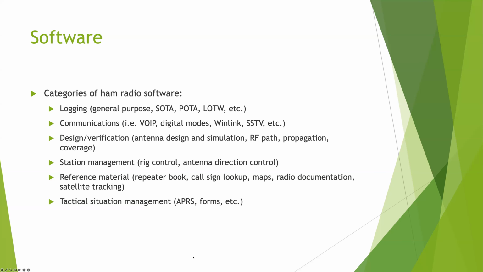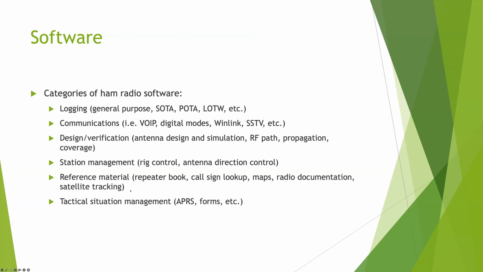So there's design verification software. We talked before the meeting started about MMANA-GAL and EZNEC, which are two antenna modeling packages that are software packages run on a computer. You can also do things like RF path propagation coverage, things like that. Station management, things like rig control, antenna direction control. With WinLink, for example, if you've got a radio that supports a directional antenna and an antenna rotator on your antenna tower, you could actually have your WinLink software tell your radio to tune to a particular band and frequency and point the antenna in a particular direction before trying to make the connection. So pretty slick stuff.